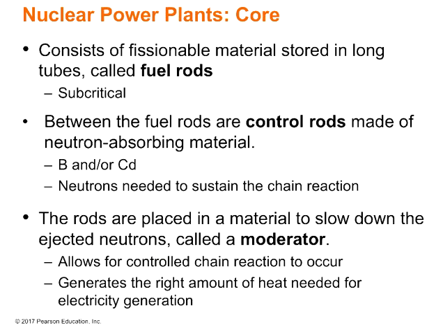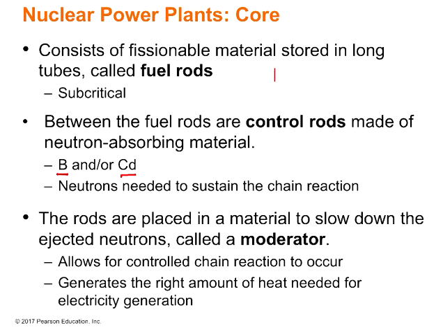So let's talk about how nuclear power plants work. Nuclear power plants consist of fissionable material, like uranium-235, and that's stored in really long tubes called fuel rods. Between those fuel rods are something called control rods that are made of neutron-absorbing material. So that's either going to be boron or cadmium or a mixture of the two. The reason we have control rods is to stop nuclear reactions.